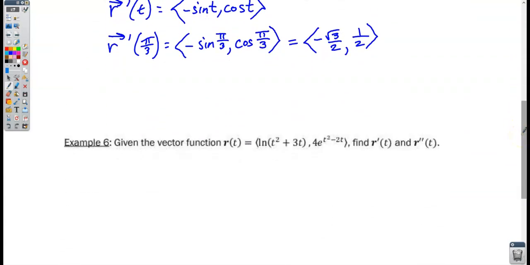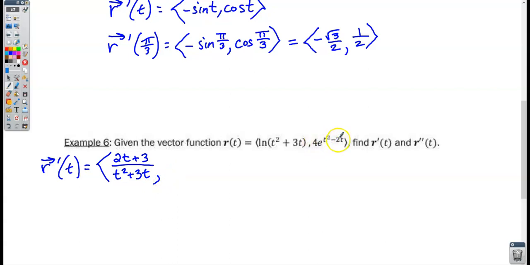All right. Example 6. Given the vector function r of t equals all this stuff, we're going to find the derivative and second derivative of this vector-valued function. So first I'm going to go ahead and find the derivative, r prime of t, which is again a vector. If I take the derivative of this, I've got 1 over t squared plus 3t times the derivative of the inside. So the x component of the derivative vector is going to be 2t plus 3 over t squared plus 3t.